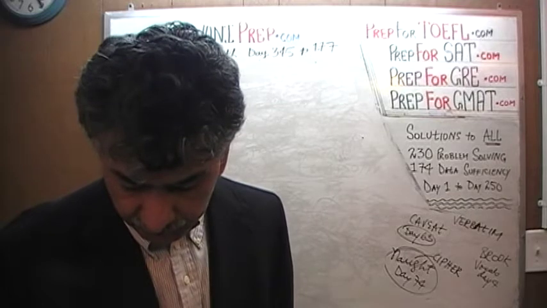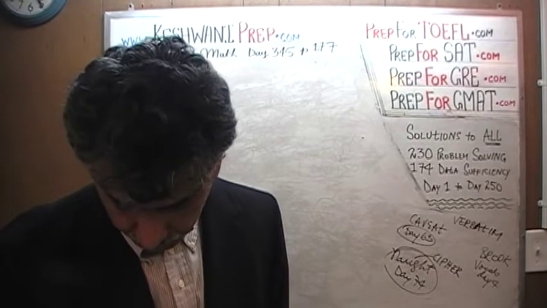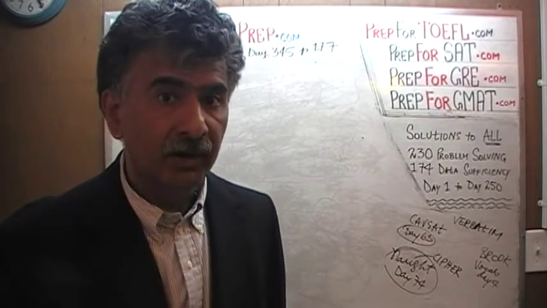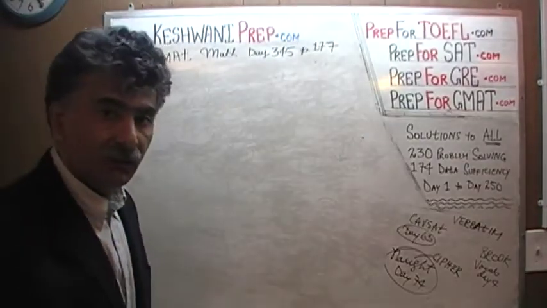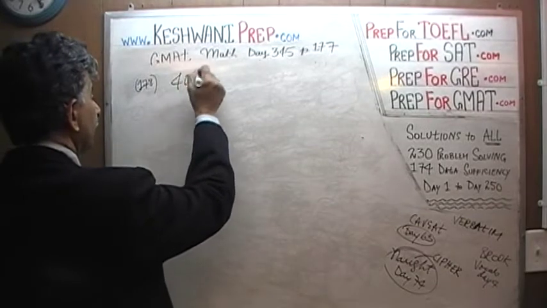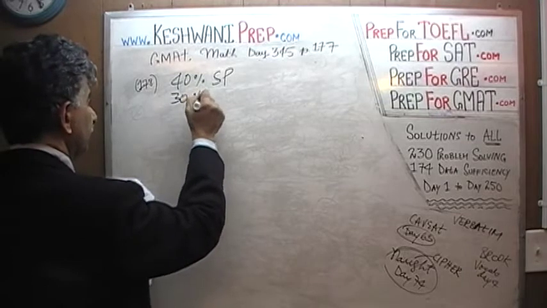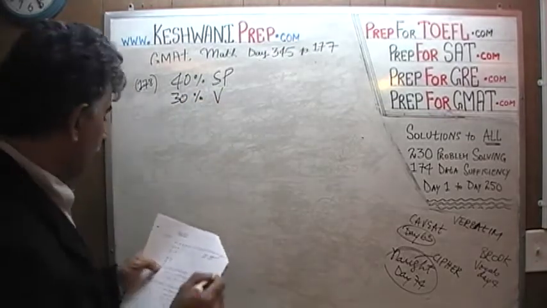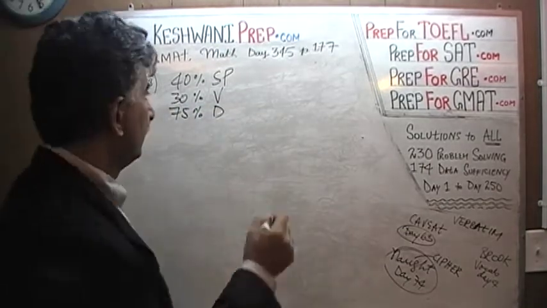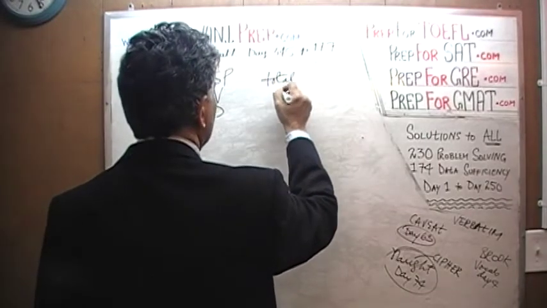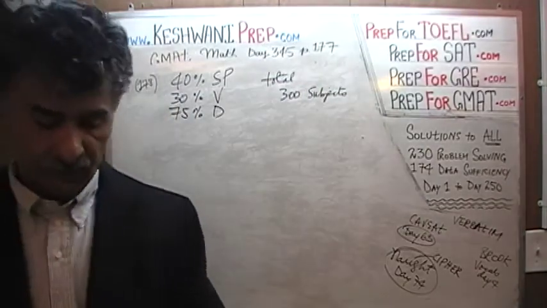So it looks like we have 300 subjects who are participating in the experiment to reduce the fear of height. We are told that in the experiment, 40% experienced sweaty palms. We are told that 30% experience vomiting and 75% experience drowsiness. And we have a total of 300 subjects. 300 subjects participated in the experiment.